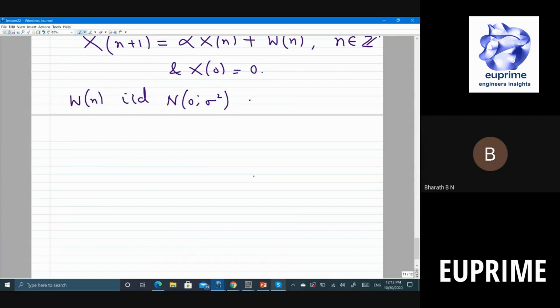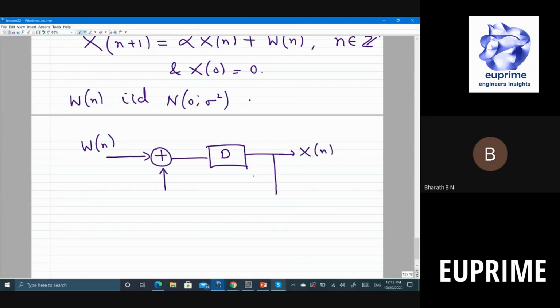So if you are into signal processing, I can write this in a slightly different fashion. It's almost like giving W of n, so there is some noise. I'll just add the noise with the delay, right? So this is the delay, and this is x of n, and when I delay it, I multiply it by alpha. This is how it looks. You delay it, multiply by alpha, and add it to W of n to get x of n plus 1. And keep doing that.